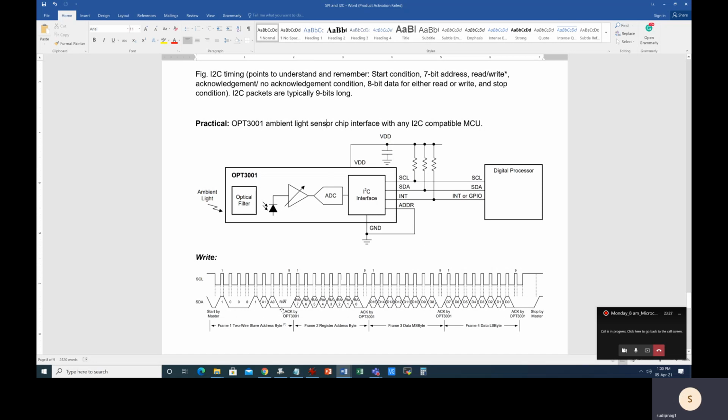So first we send the address with the read-write information, and then we send the address of the register where we want to do the writing operation. Then we perform a 16-bit write to the OPT chip.